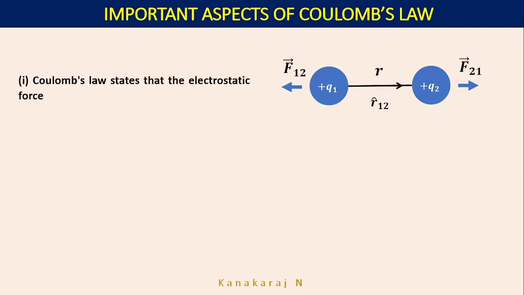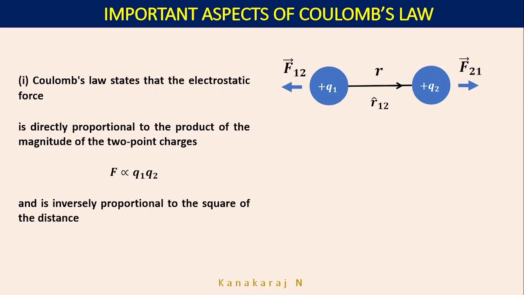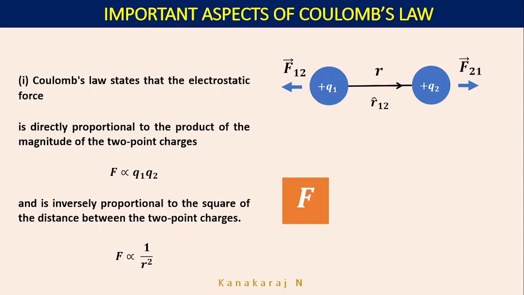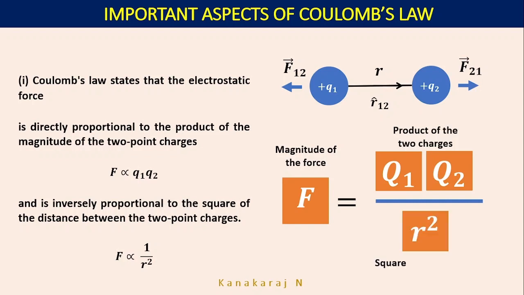Coulomb's law states that the electrostatic force is directly proportional to the product of the magnitudes of the two point charges, mathematically F proportional to Q1 Q2, and the same force is inversely proportional to the square of the distance between the two point charges, mathematically F proportional to 1 by R square. Good. F is nothing but the magnitude of the force, equal to Q1 Q2, the product of the two charges, divided by R square, the square of the distance between the two point charges. The unit is Newton.